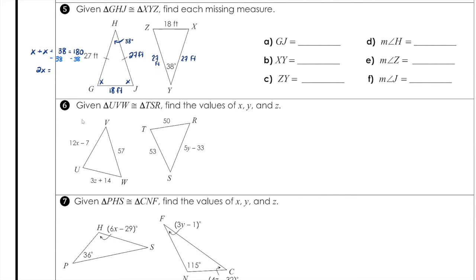So, like he said, we're going to subtract 38 from 180. What's that give me? 142. And then, like he said, we're just now going to divide that by 2. That has to be 71. So X is 71. That means each of our base angles is 71 degrees.